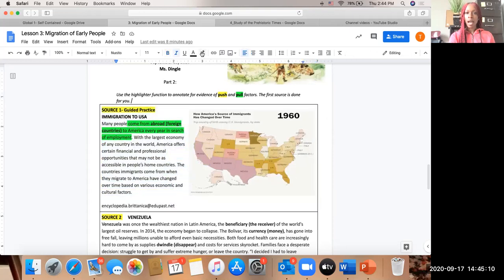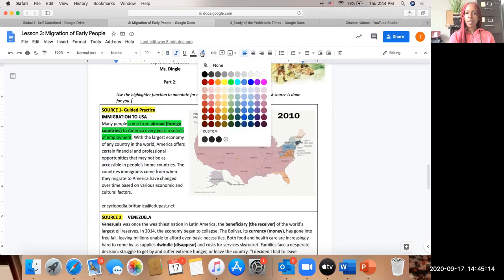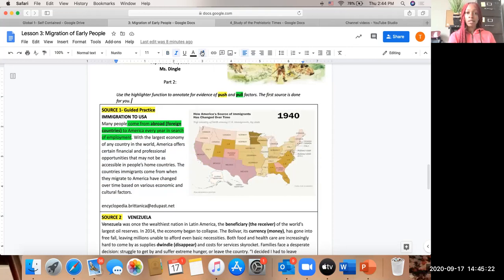You're going to use your highlighter function, and we've done this to annotate already, so you should be really familiar with it. Reviewing your work from the previous day, you all did an awesome job with annotating. You chose your own colors. It was cute, so y'all know what to do now. You're going to use the highlighter function to annotate for evidence of push and pull factors. The first source is done for you.